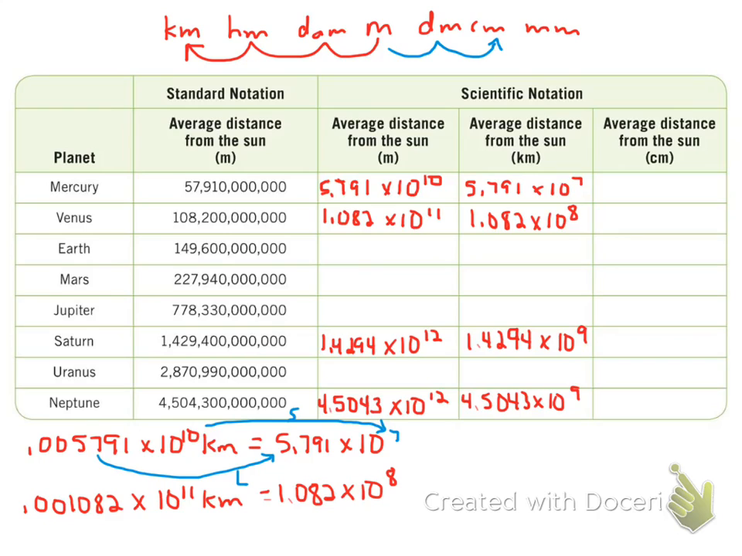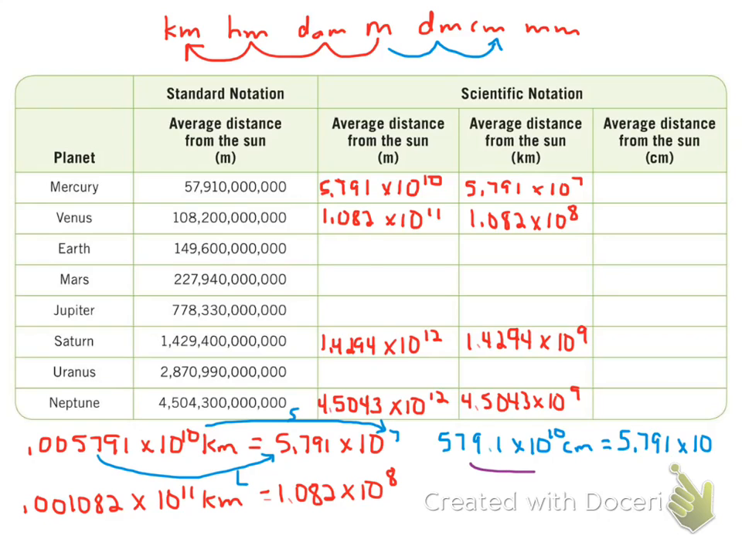So looking at Mercury, if we move the decimal point 2 places to the right, we would have 579.1 times 10 to the 10th centimeters. But we need that number in scientific notation, so 5.791 times 10 to some power.